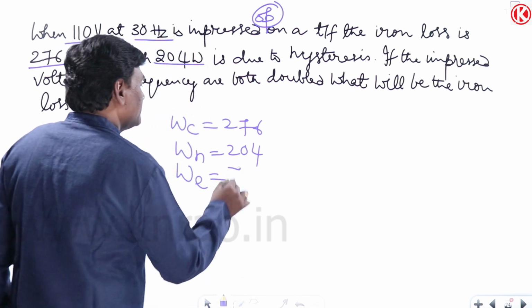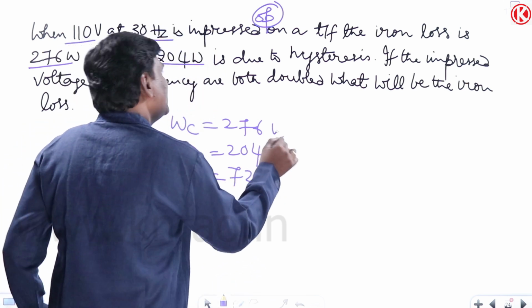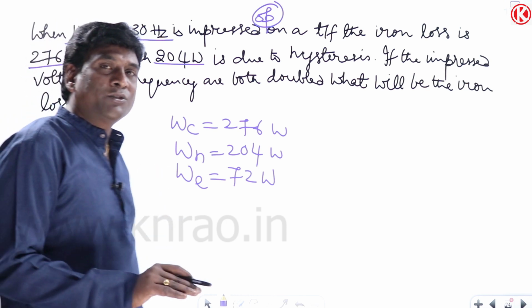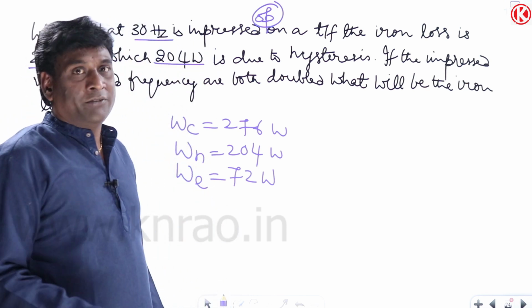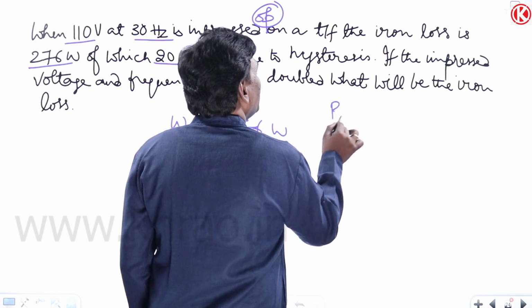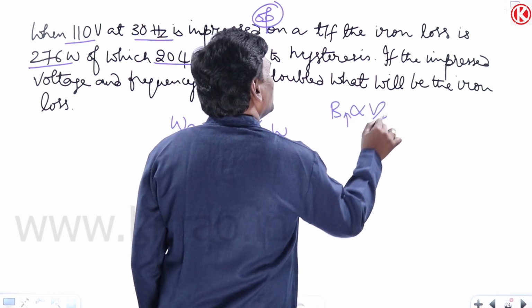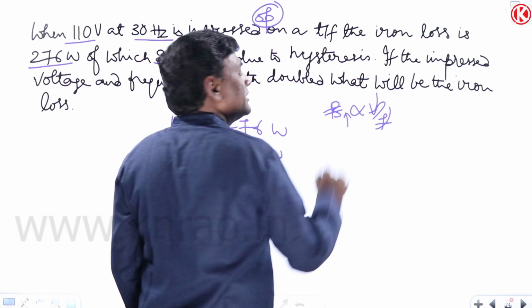72 watts. This is the first case. Now for the same transformer, they double the voltage and they would double the frequency also. So what is Bmax now? V by F ratio. Operating engineer only, no? This is double, this is double, this is going to be constant.